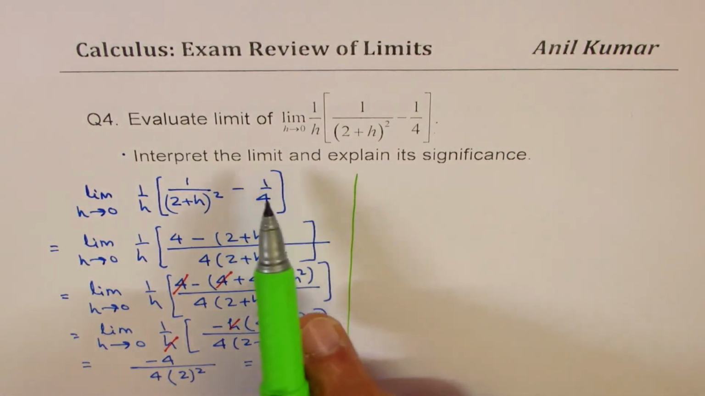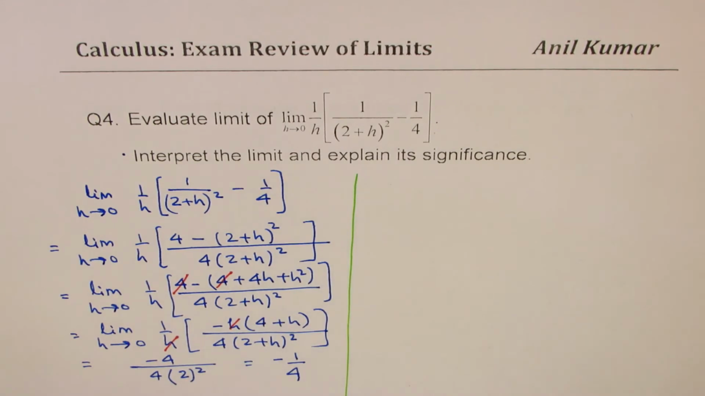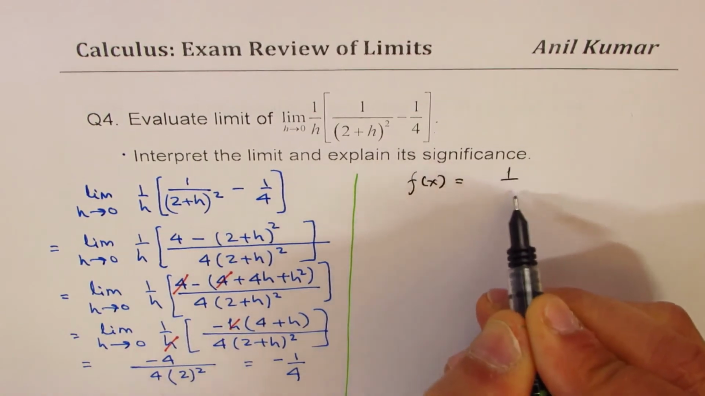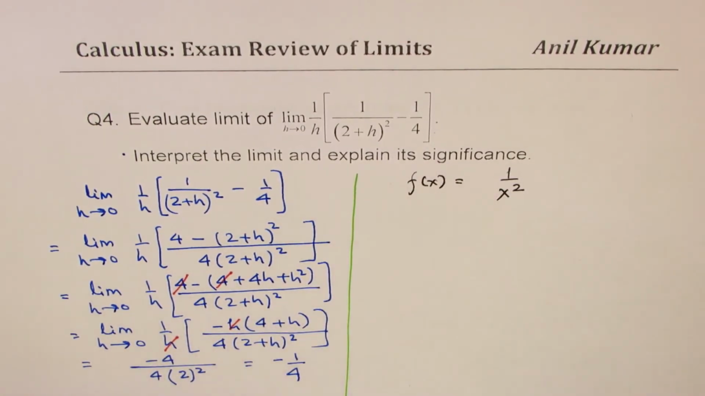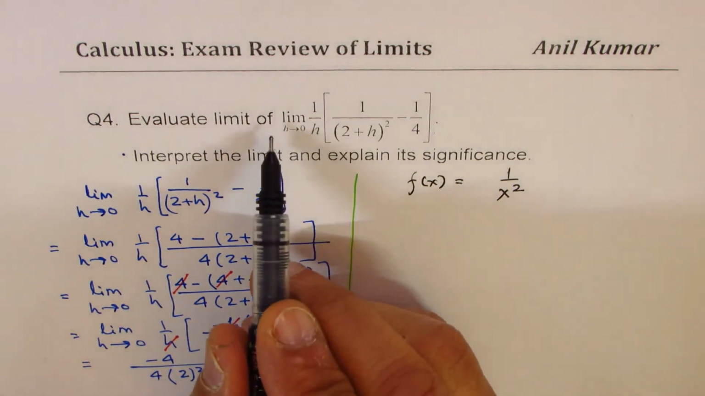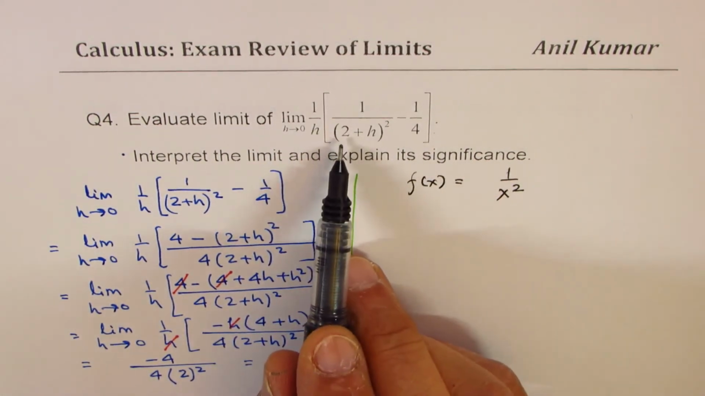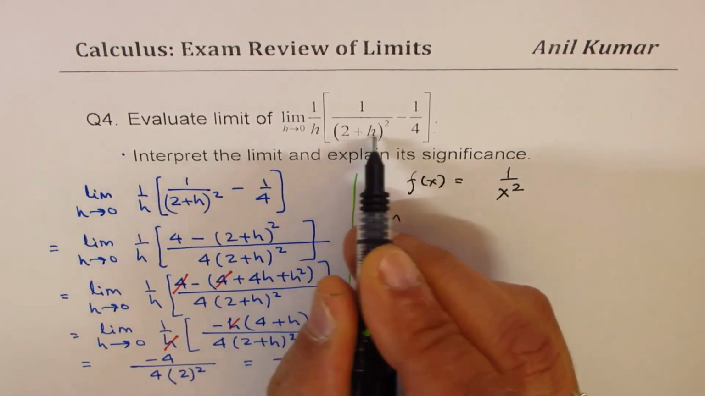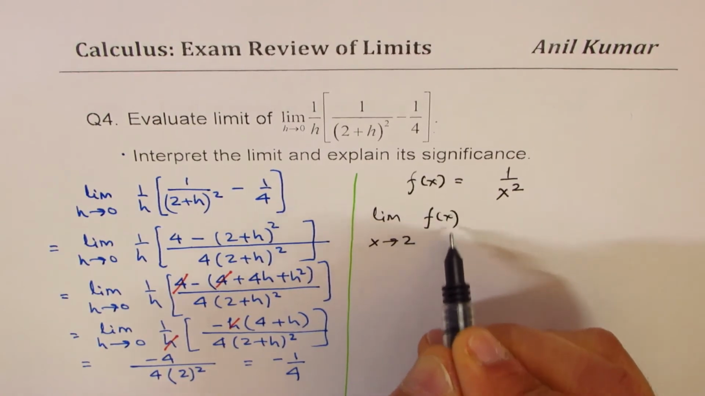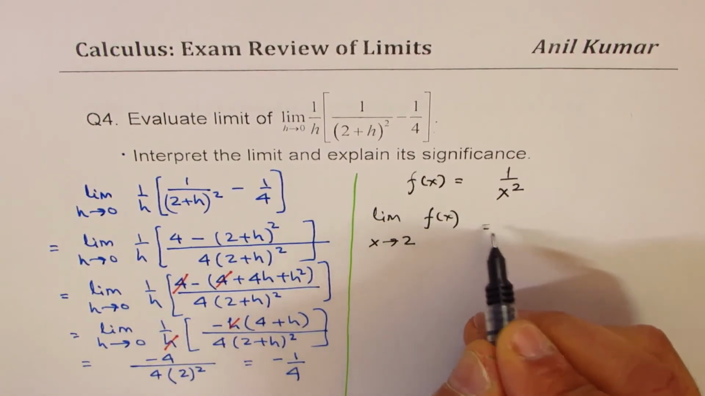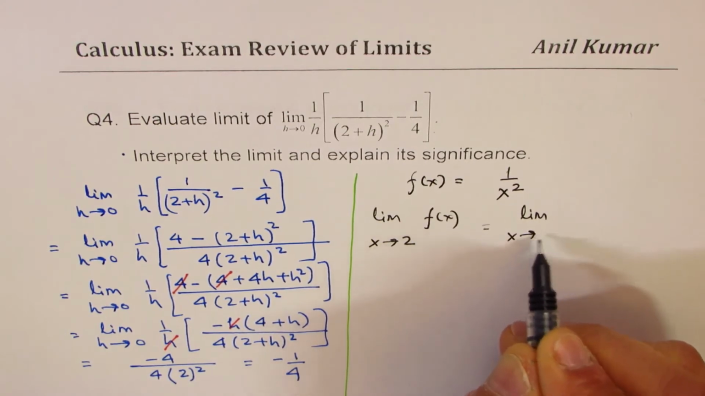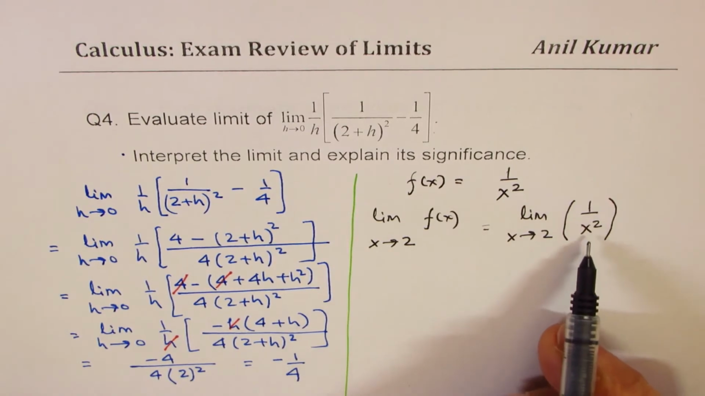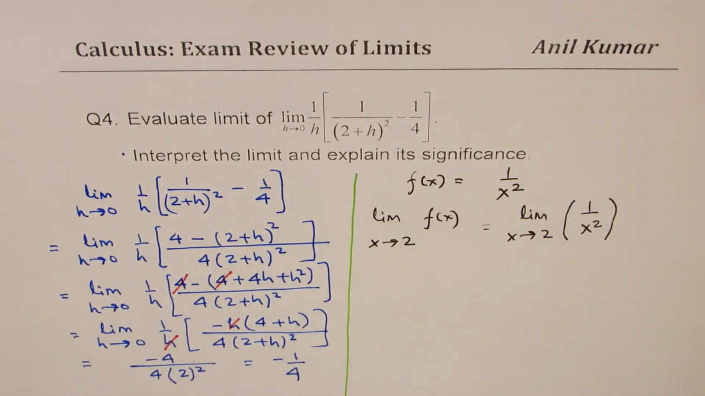Let's try to understand what this is all about. If you see, the original function f of x seems to be 1 over x squared, right? That is the function we are working with. And when we try to find the limit, we are actually finding the limit of this function when x approaches 2, the 2 plus h, of the function f of x, or you can say the limit when x approaches 2 for 1 over x squared. Do you see that? So that is what you're trying to calculate.